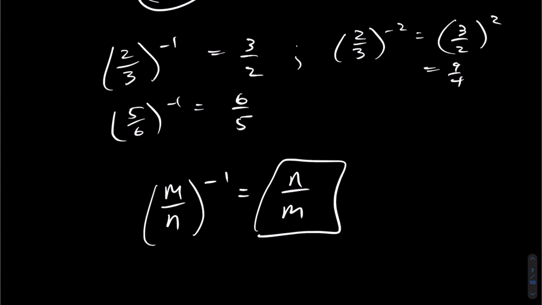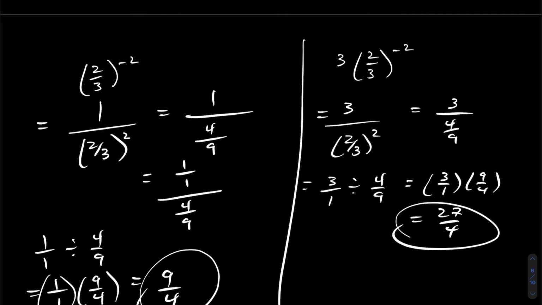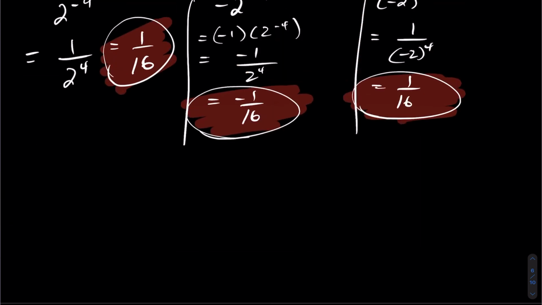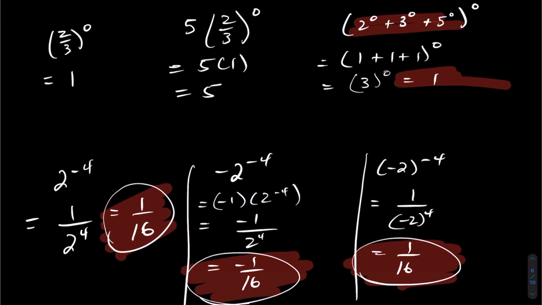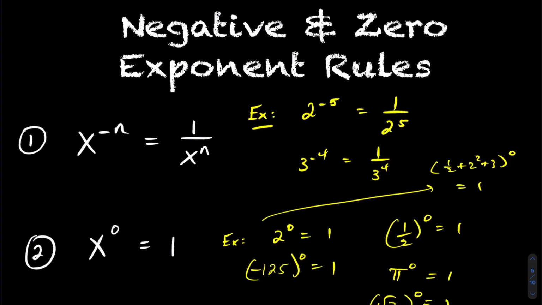Okay, that concludes the zero exponent rule and negative exponent rule. Please review these here. These are very common mistakes that students make with the minus signs, forgetting the brackets, and not remembering that the exponent is applied to the base and not something that is not connected to the base.